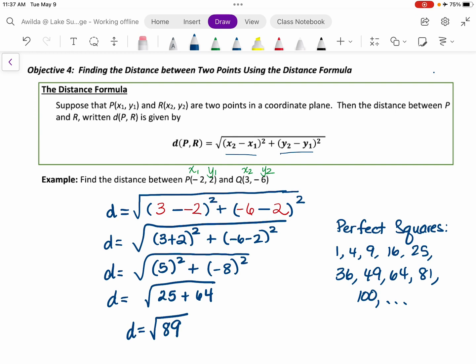If we instead were asked for an approximate distance, an approximate distance is using our calculator, we would give an approximation. Again, this is an exact answer. Using a calculator, we would find that the square root of 89 is approximately 9.43 if we go out to 2 decimal places.